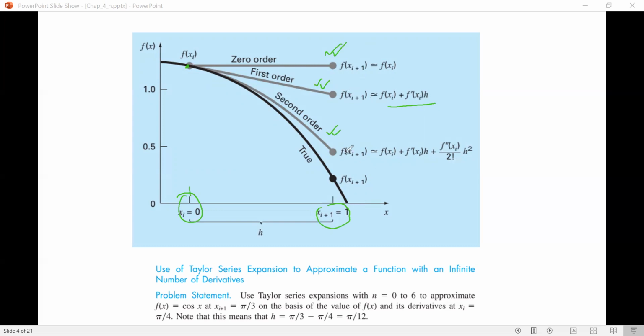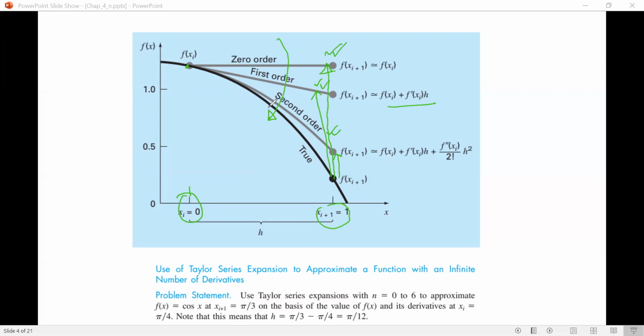In this way, you can easily find that in the first case of zeroth order approximation, this is your error. In your second approximation, this is your error. In your third approximation, this is your error. So if we add more terms, your error is gradually decreasing and your curve is moving in this direction and going closer to the actual value. In this way, you can do that.